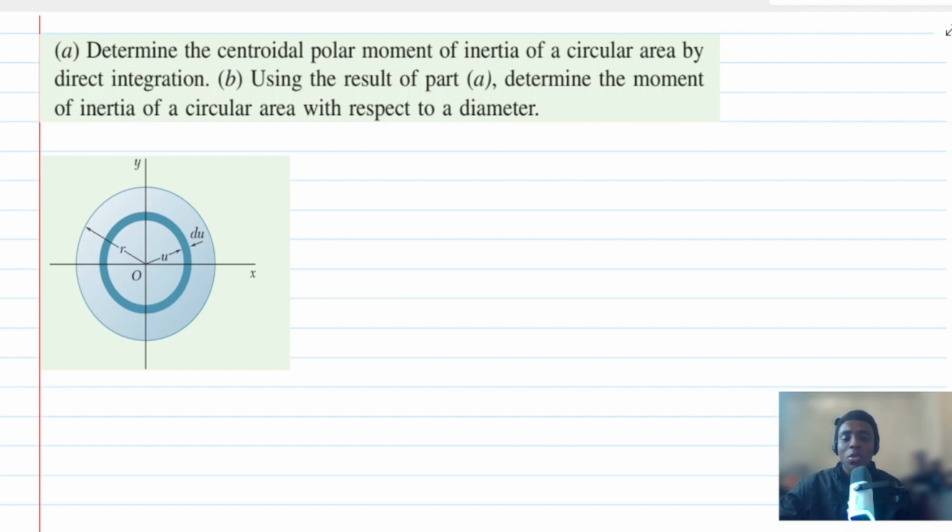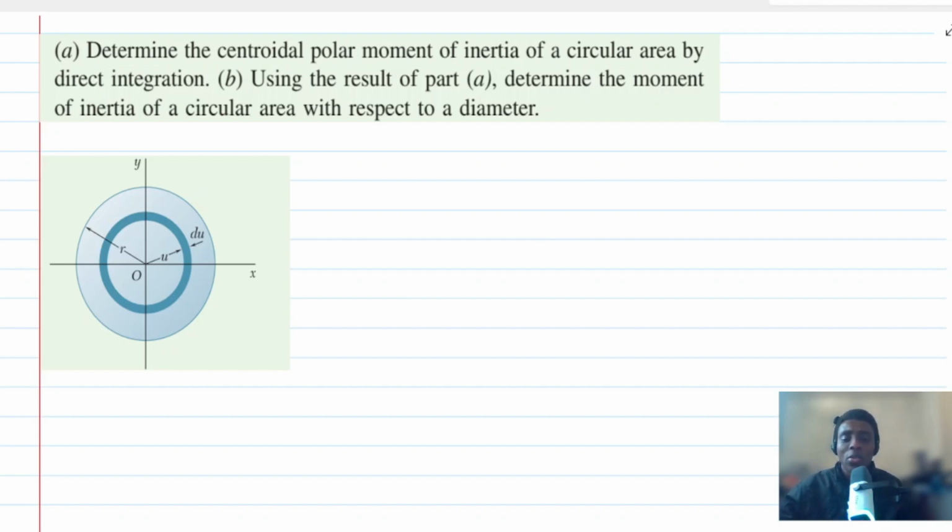Okay, so in this video I'm going to teach you the polar moment of inertia as well as the area moment of inertia of a cylinder, or let's say a circular cross section. So without wasting much time, let's get started.